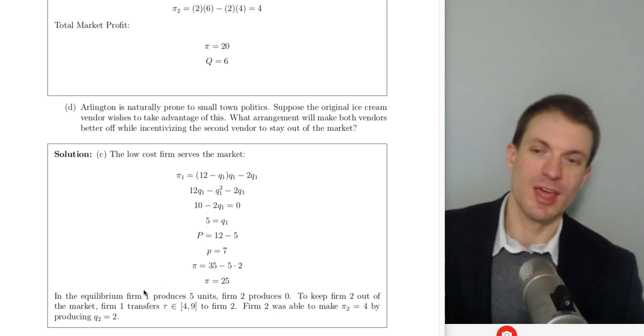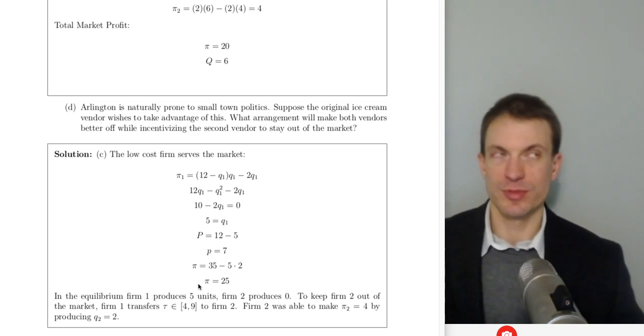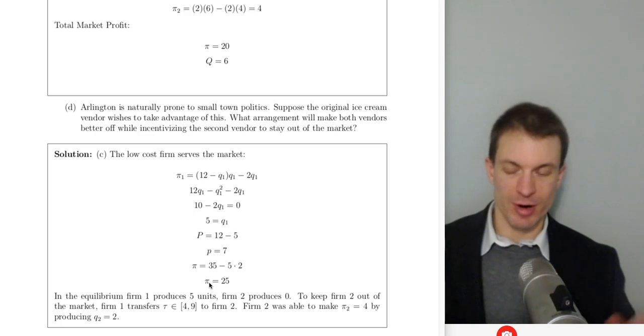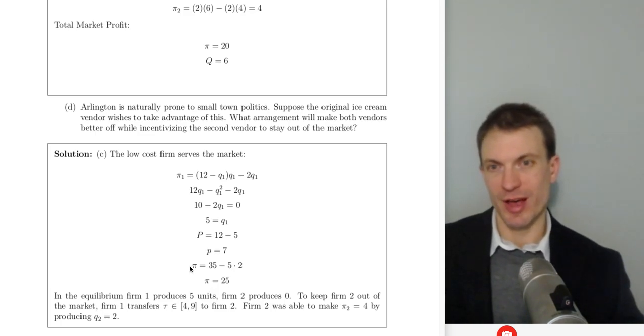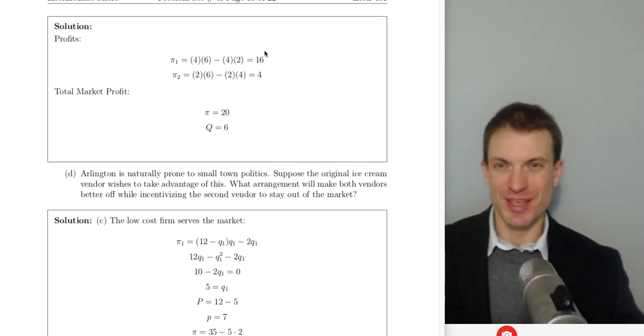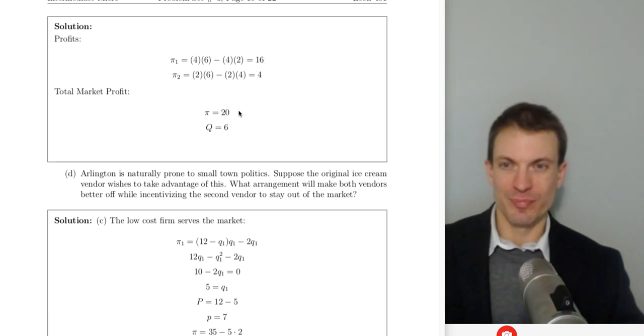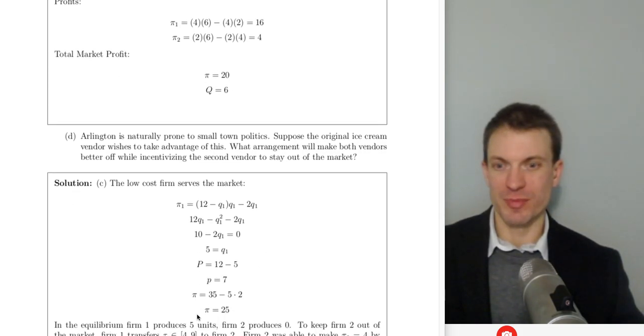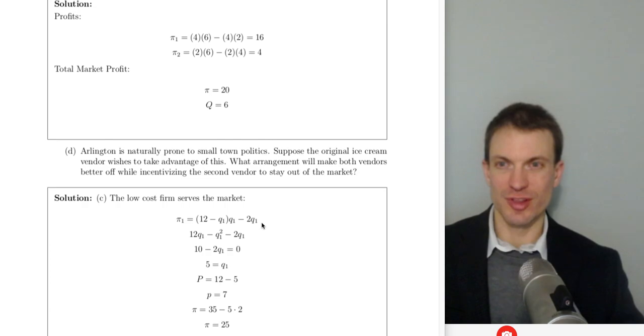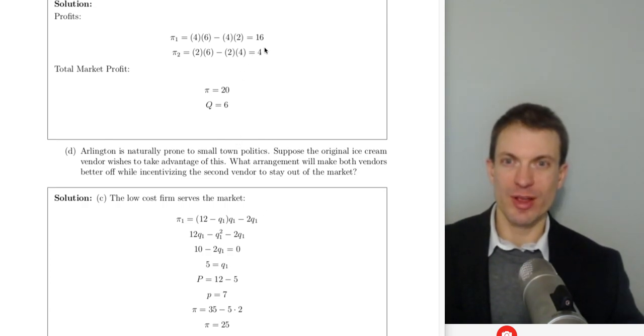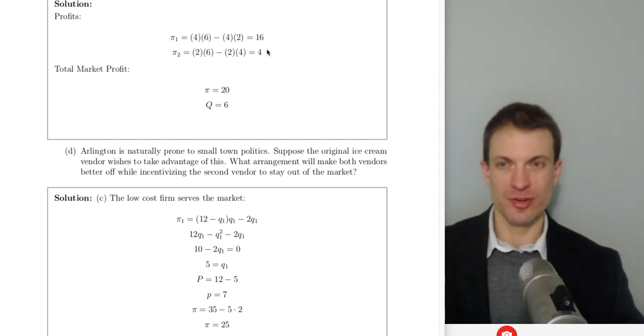So this is saying that if firm 1 served the market as a monopolist, their profit would be 25. If they compete as Cournot duopolists, their profits are 16. Market profits in Cournot oligopoly are 20, but market profits as a monopoly are 25. So the logic is, if I'm firm 1, why don't I just buy firm 2 for 4? Give them their Cournot profits. They'll agree to it because that's as much as they'd get as a duopolist. And so then they'll stay out. They'll produce 0.